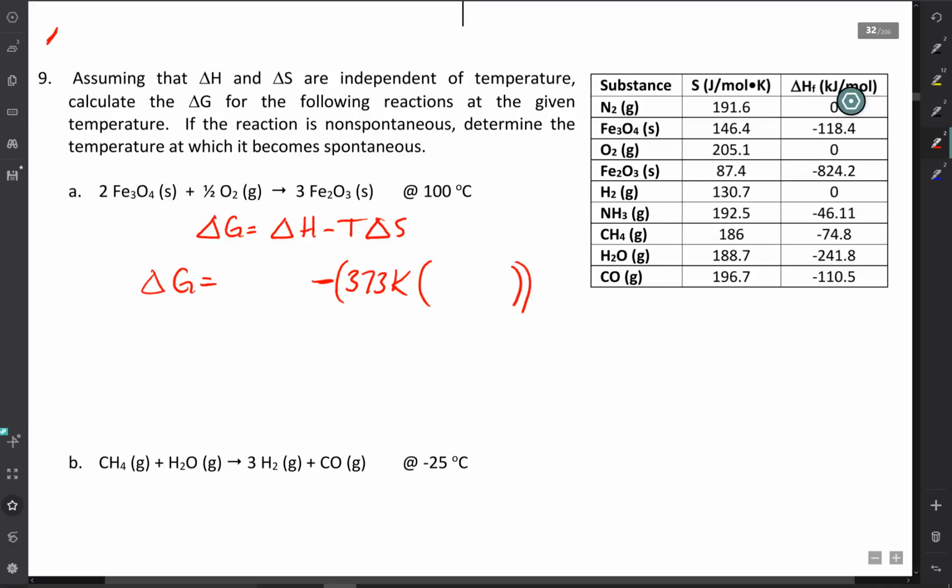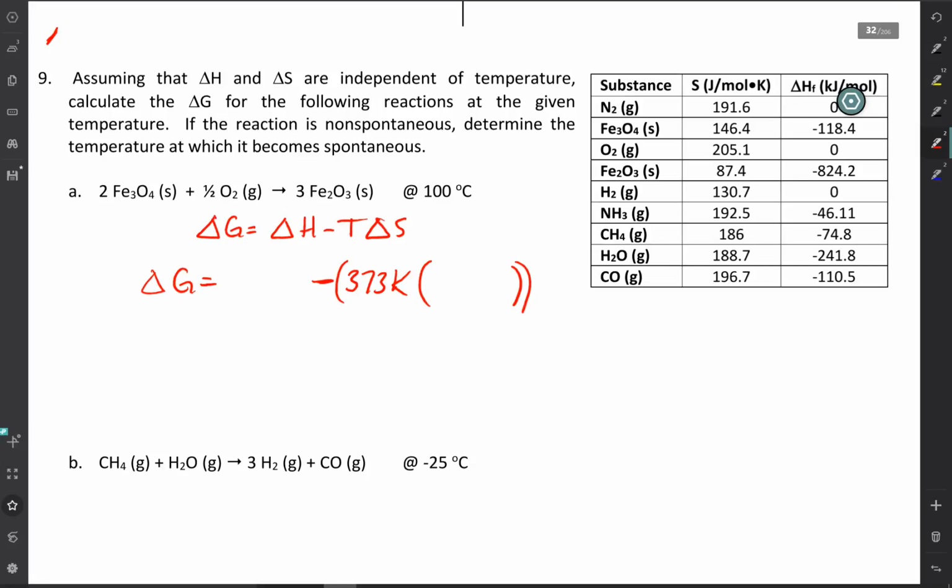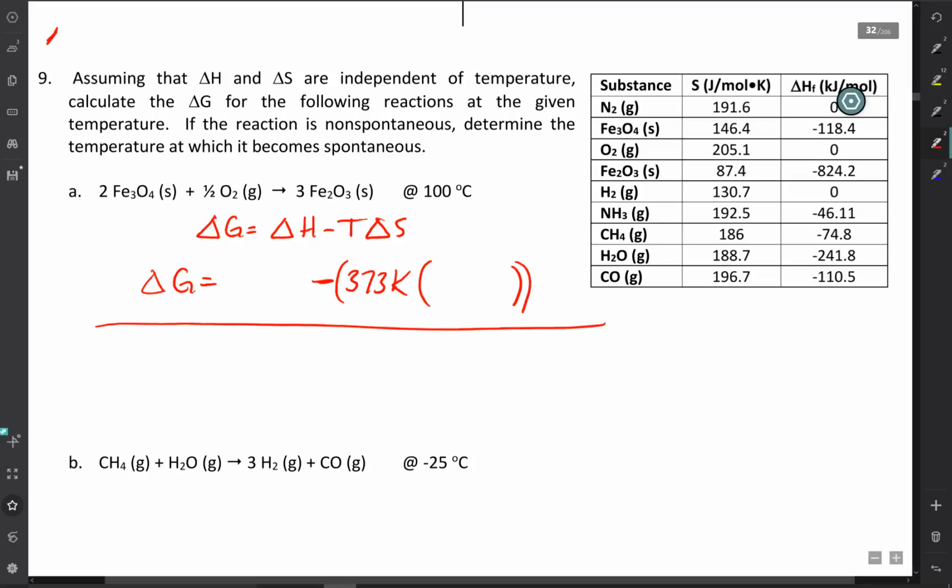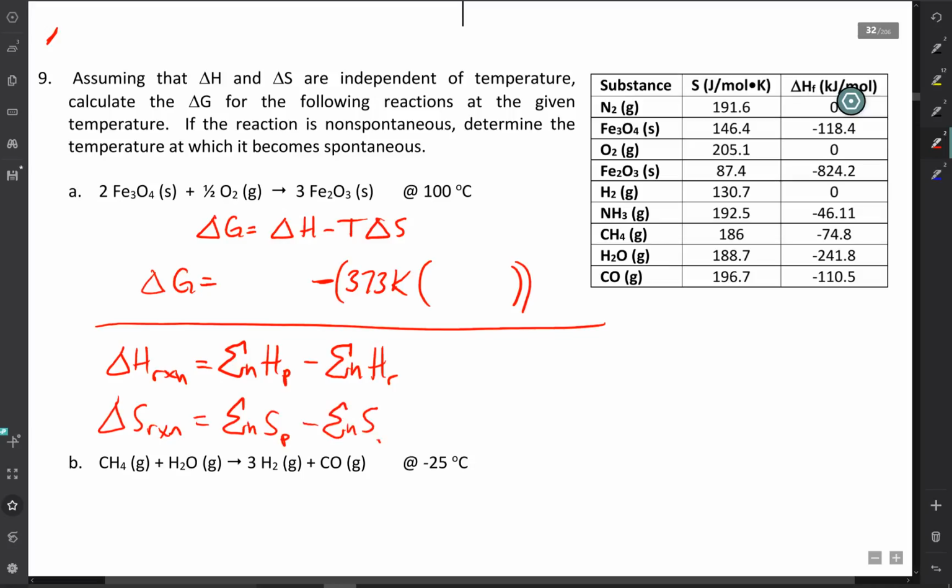And I'm not provided with the change in entropy as we go from reactants to products, but again, I can calculate it. In class, what we ended up doing was pairing you up with somebody: one person calculates delta H, somebody else calculates delta S. And they're calculated in exactly the same way. Delta H of the reaction is equal to the summation of moles times H of the products minus the summation of moles times H of the reactants. Delta S of the reaction is exactly the same: the summation of moles times entropy of the products minus the summation of moles times entropy of the reactants.